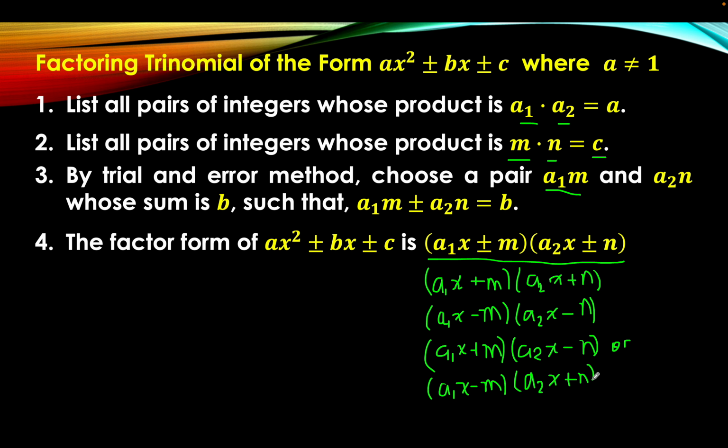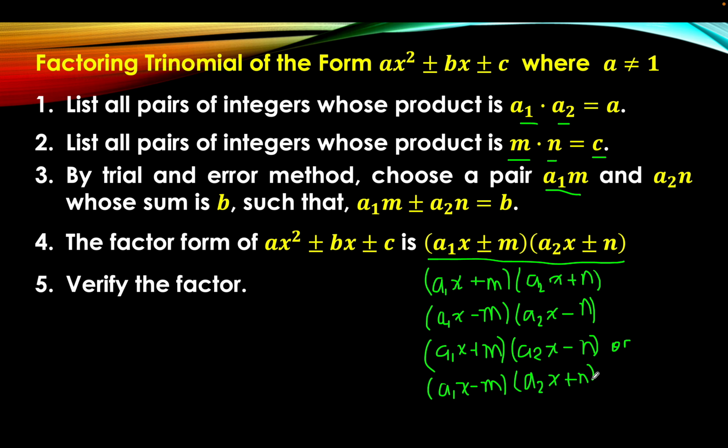When writing the factors, we should keep in mind that multiplication is both commutative and associative. That means the order of the multiplicands has no effect on the product.